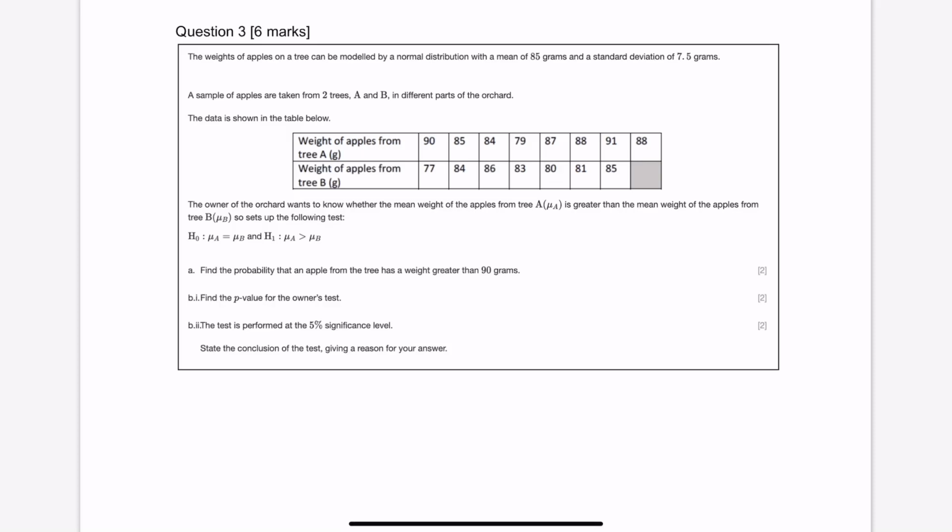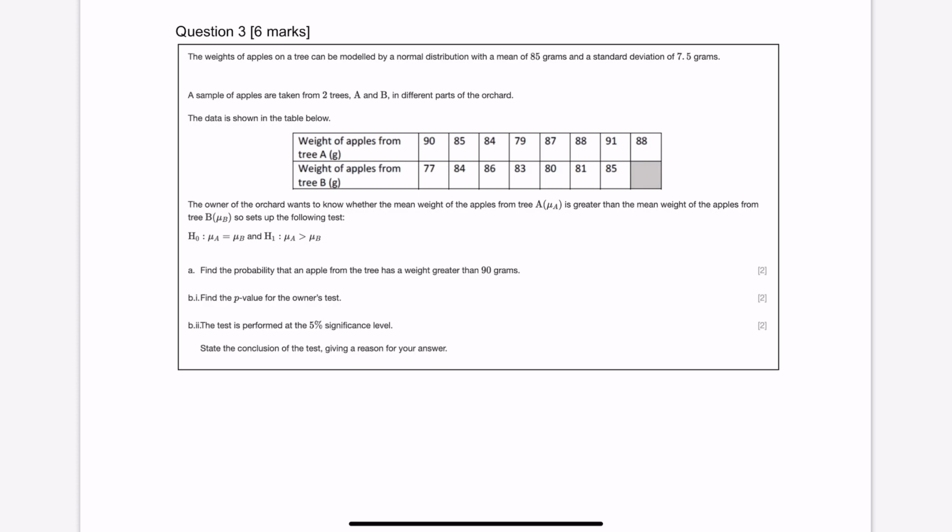Okay, so this question is on a t-test, and we can see that because we have our two different kinds of criteria. So the weight of the apples from one tree and then the weight of the apples from a second tree. We know that they follow a normal distribution with a mean of 85. So that tells us if they do follow a normal distribution that we're allowed to use a t-test.